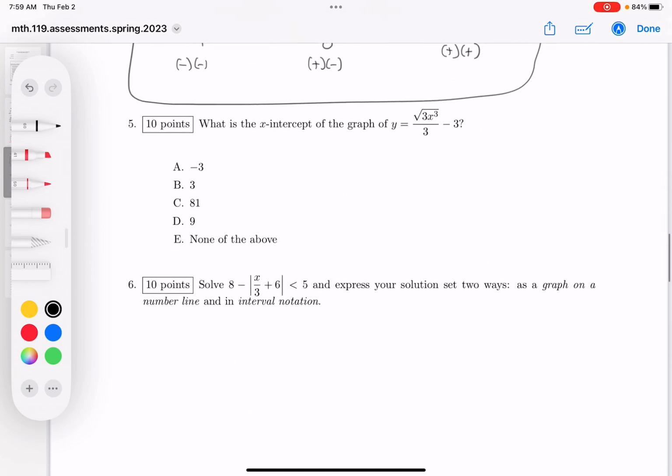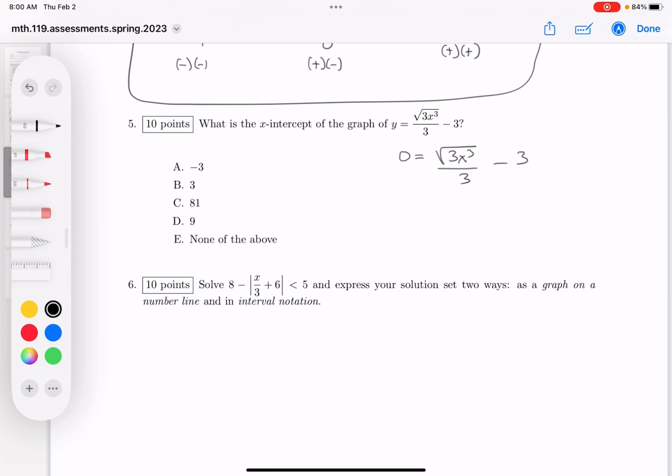Next question, again, it says what's the x-intercept. Let's write it down. It's a multiple choice question. I hope you're not guessing at these things, but if you are, it's okay to guess if you don't know what you're doing. But you set y to be 0. And what do you get over here? Well, you get the root of 3x cubed over 3 minus 3.